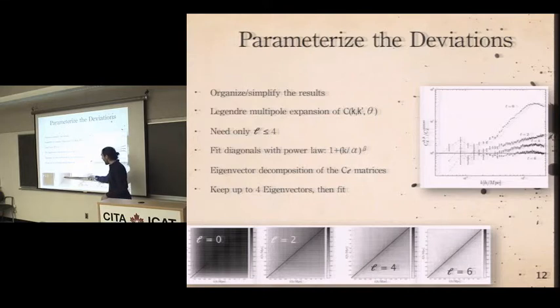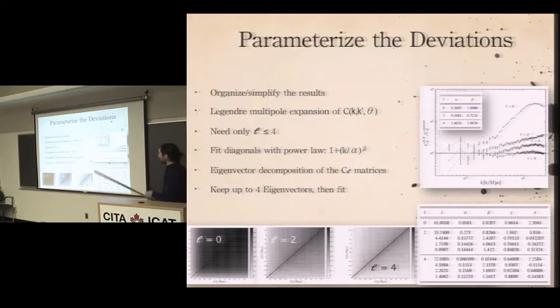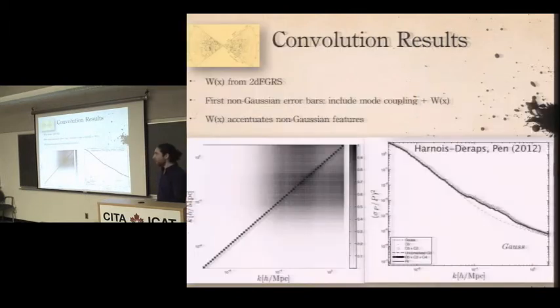We can look at the eigenvectors of these matrices. Surprisingly, only a few of them are really significant. So we can fit these eigenvectors with power laws as well. And now we can tackle the convolution. These are the best fitting parameters. We call them the non-Gaussian parameters. And now we can do the convolution.